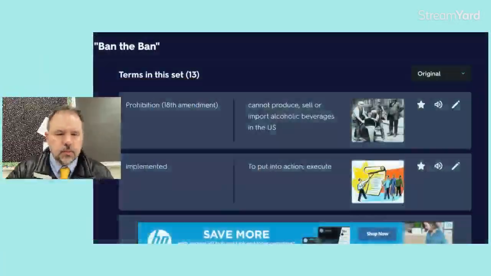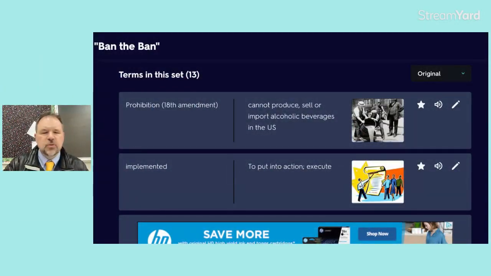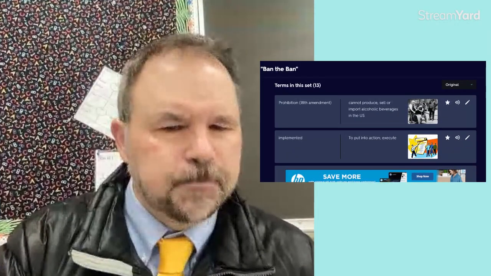Lots of new vocabulary, lots that you might see in social studies class when talking about laws coming into effect. So why don't we get into these right now? We'll go over each of them. Some of the more difficult ones, I actually have a sentence that might help, but here we go. So the first one is prohibition.